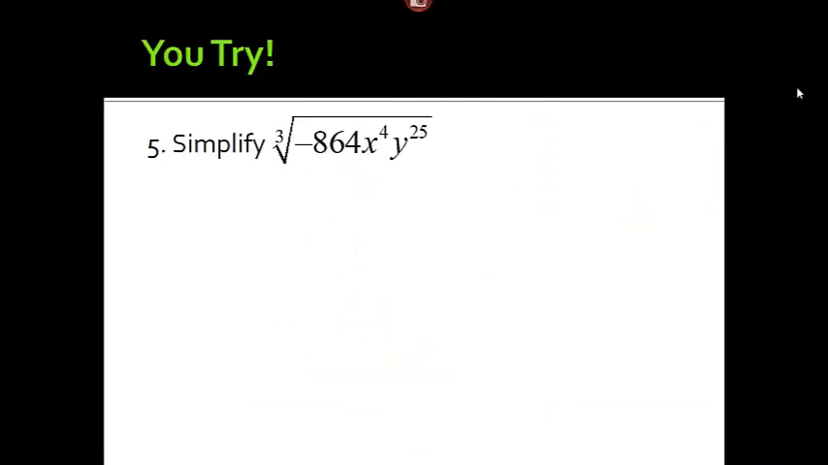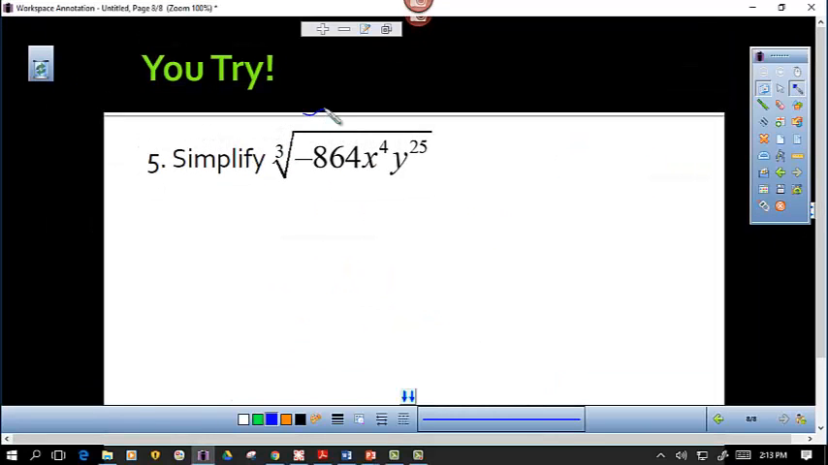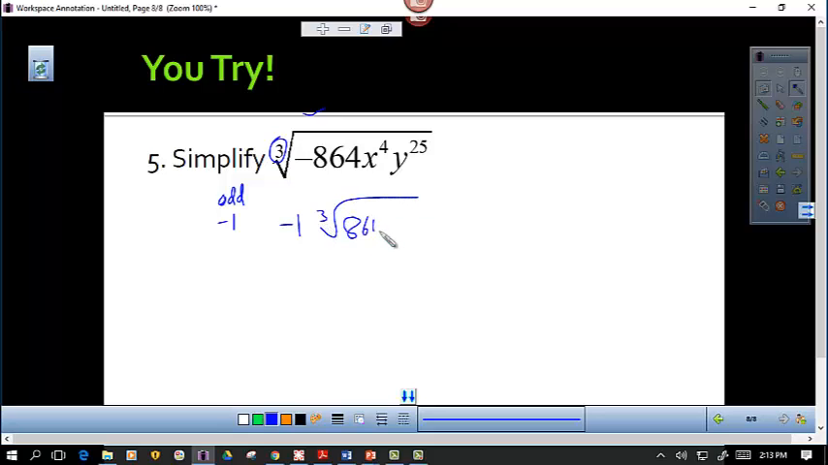Okay, this next one, again, if you want to pause the video and try this one on your own, that's fine. We have an index of 3, so it's odd. So that means, since it's odd, a -1 pops out. And so we have the -1 cube root of 8, 64, x to the 4th, y to the 25. Now, I'm going to go through this one, like I said, same deal, breaking it down.